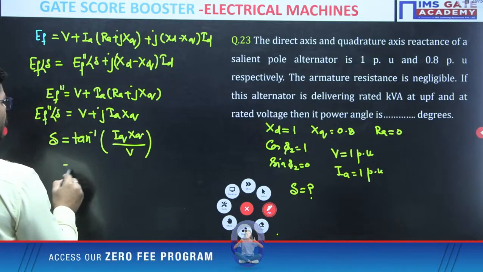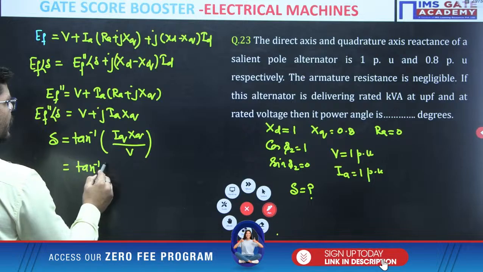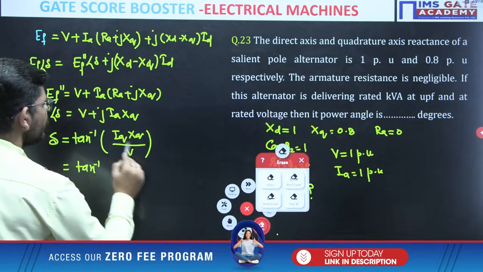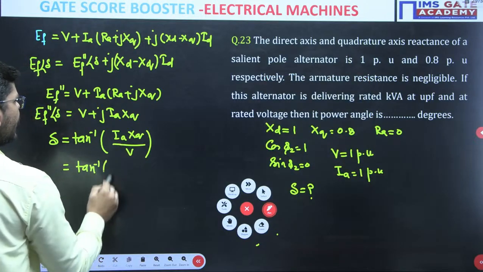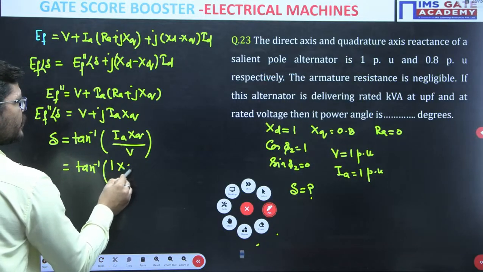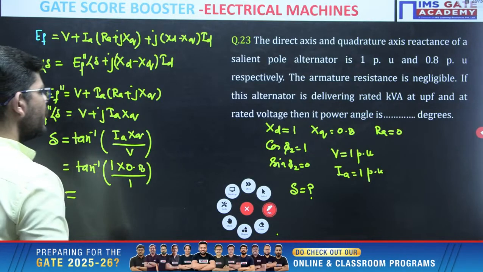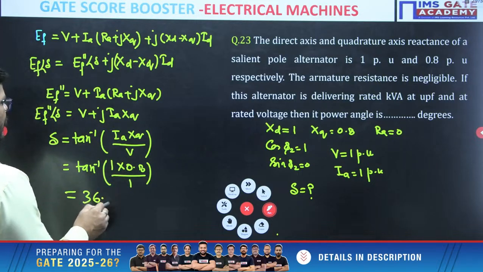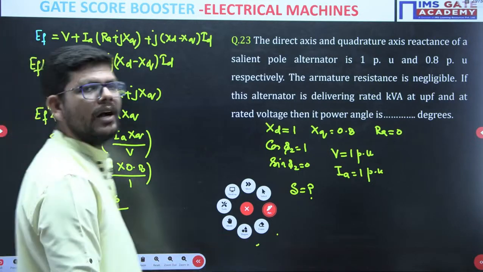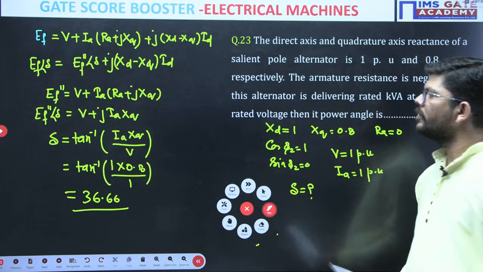Got it? So, now tan inverse, IA, sorry, this is IA not IQ. IA is 1, XQ is 0.8, V is also 1. So, tan inverse 0.8, and tan inverse 0.8 is 36.6. Just see how easily you will be able to calculate all those things.